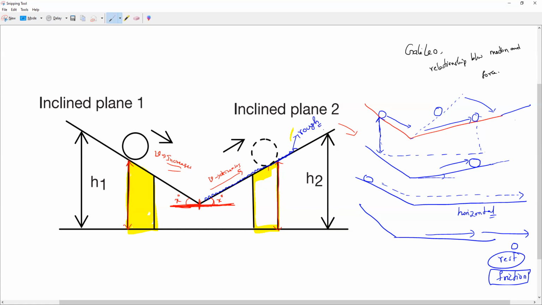When the surface of the second plane is rough, the ball would cover less distance or more distance? Less distance. Rough means it will travel less distance. Because of what? Does roughness increase the friction or decrease the friction? Increases the friction. Very good. Understand all of you?